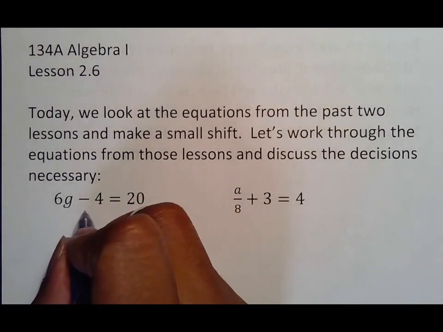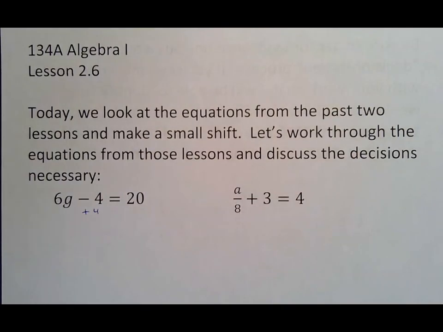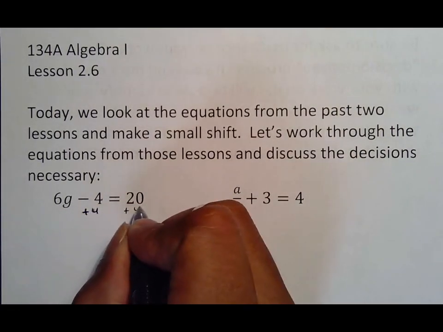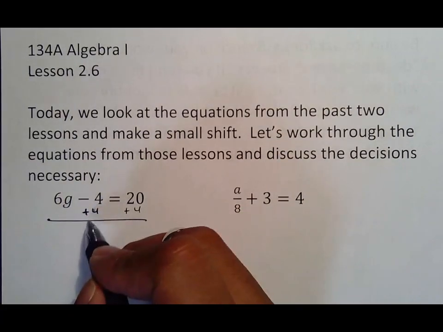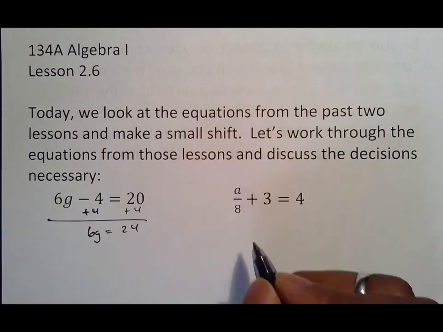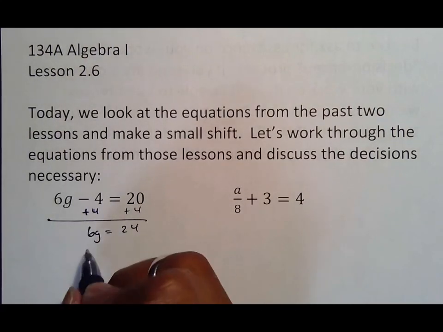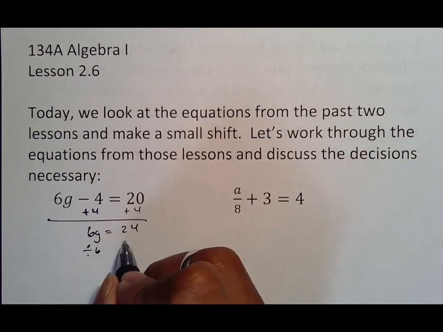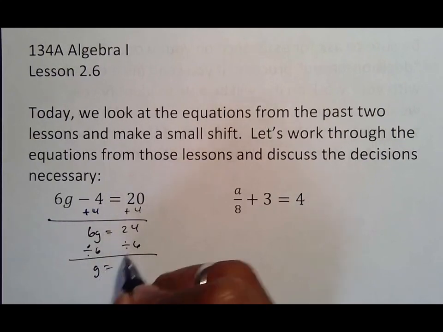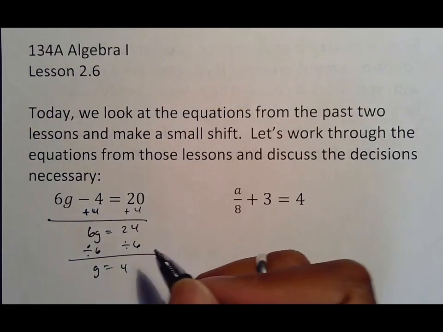Then we were asked to do it, and so we would put plus 4, plus 4. That would make the 4's go away. Brings down 6g with 24. We then had to move the 6 by dividing by 6, which then made g come down and 4 come down.